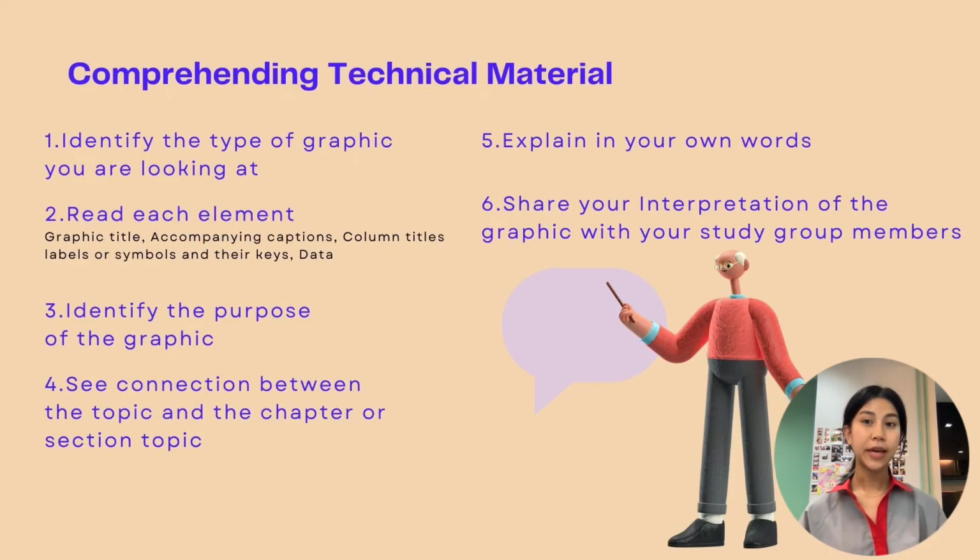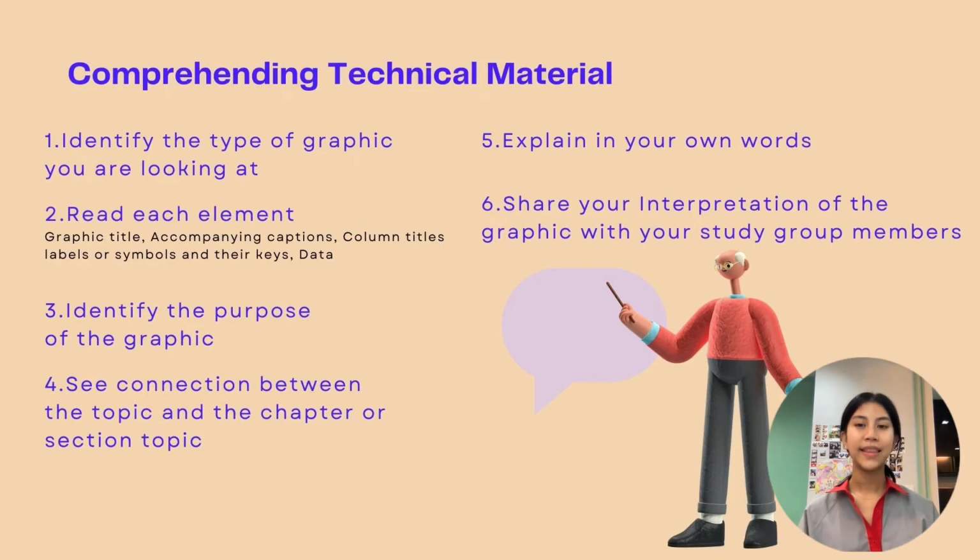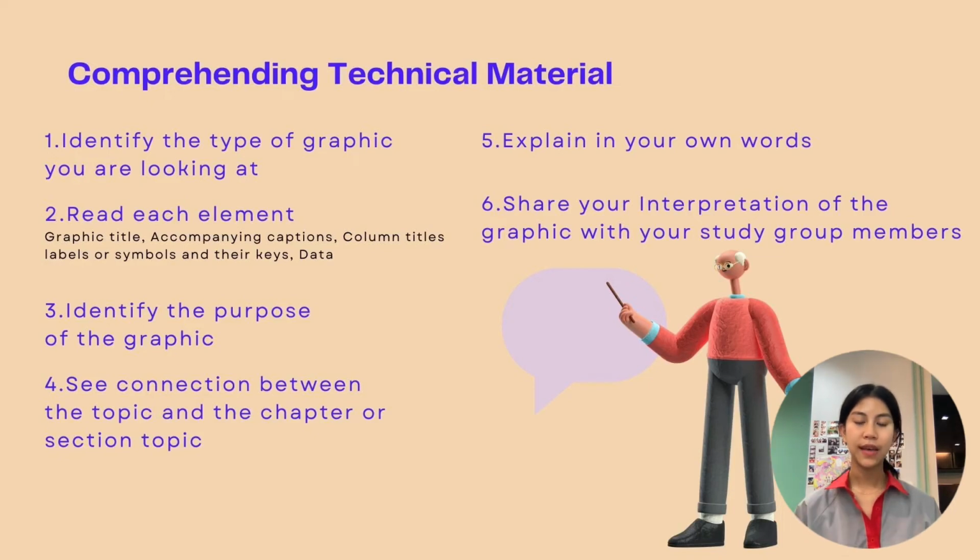The fourth step, see a connection between the topic of the graphic and the chapter or section topic in which it appears. Next, you need to explain in your own words the information depicted on the graphic. And the final step is to share your interpretation of the graphic with your study group members to make sure that they understand and they feel your interpretation is clear and on target.